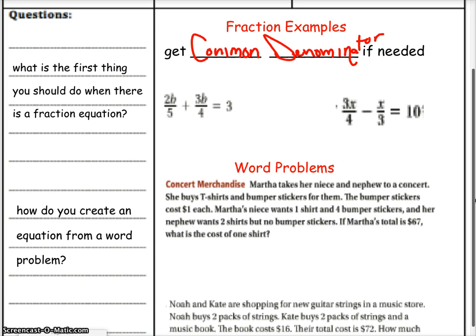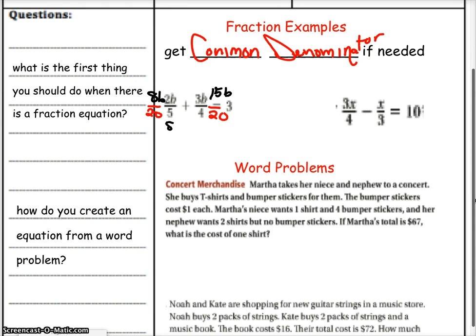What's the common denominator between 5 and 4? 20. All right, here I go. You're awesome at that. Now do you know how to make the top number? 5 times what gave me 20? 4. So what's 2 times 4? 8. So we put 8b. 4 times what gave me 20? 5. 3 times 5 is 15. Just put the b on the outside.